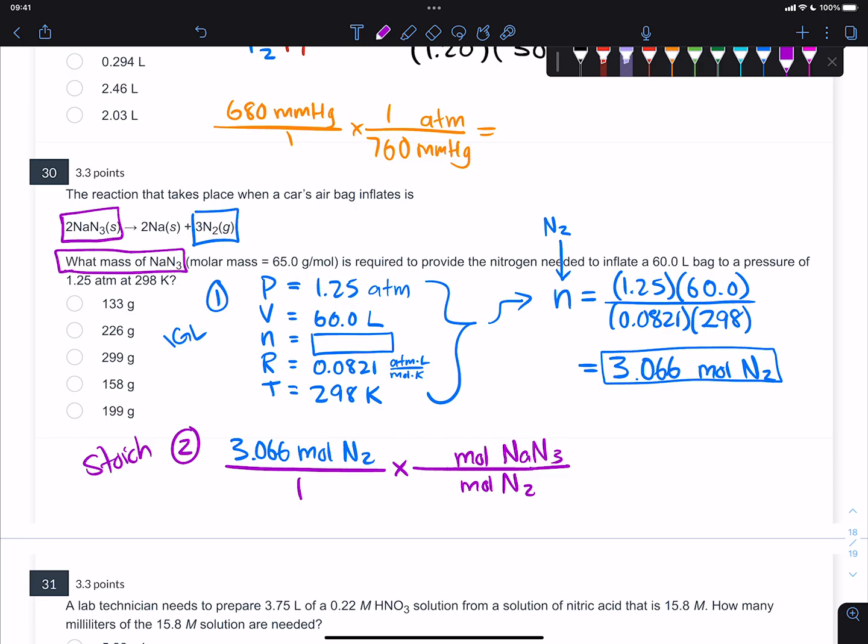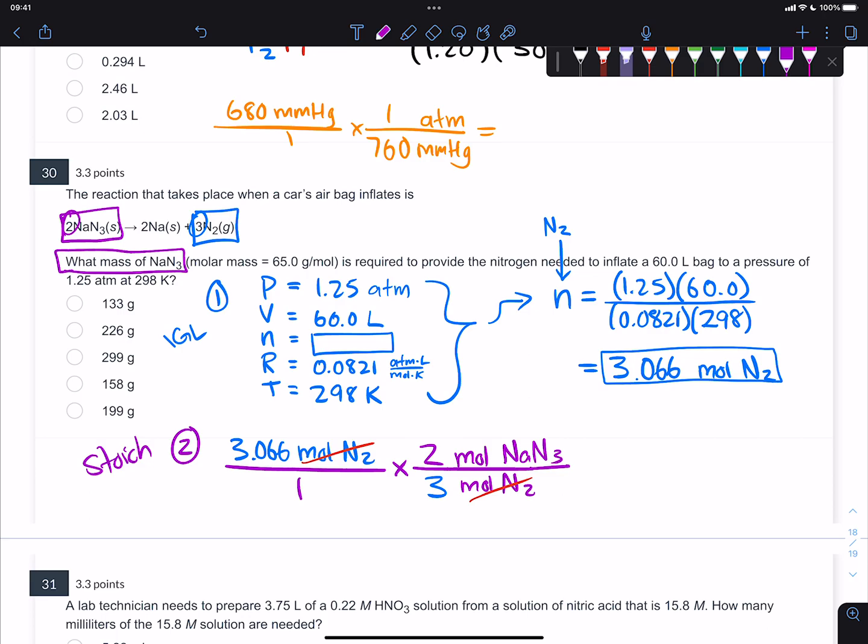So we have NaN3. Looking at our balanced equation, we have 2 in front of the sodium azide, and we have a 3 in front of the nitrogen. That should be a 3. Why did I write a 2? There we go. All right, so canceling out your units, moles of nitrogen are gone.